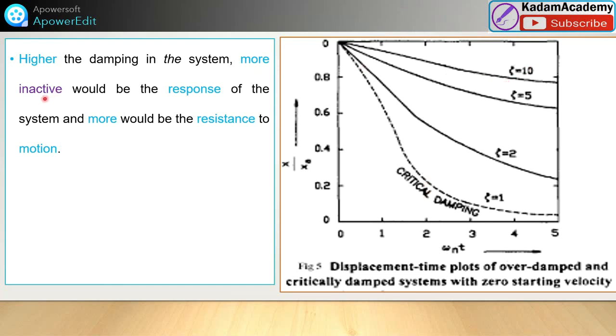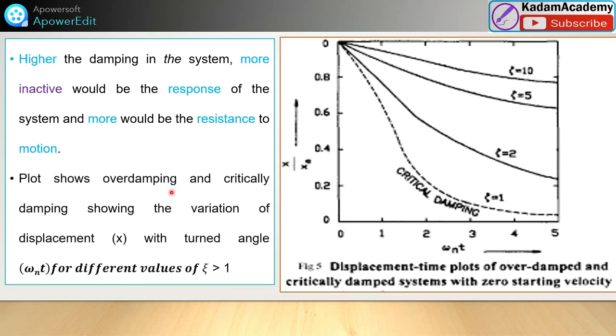Okay, so what will happen here? The higher the damping factor zeta, the less is the response. So that is what we have proved, and the plot shows the overdamping and critical damping. Overdamping means zeta is greater than 1. Here zeta is overdamped, so the response goes on reducing. Response will be very little. The response of the system is more inactive, and there is more resistance to the motion when the damping ratio is greater than 1.